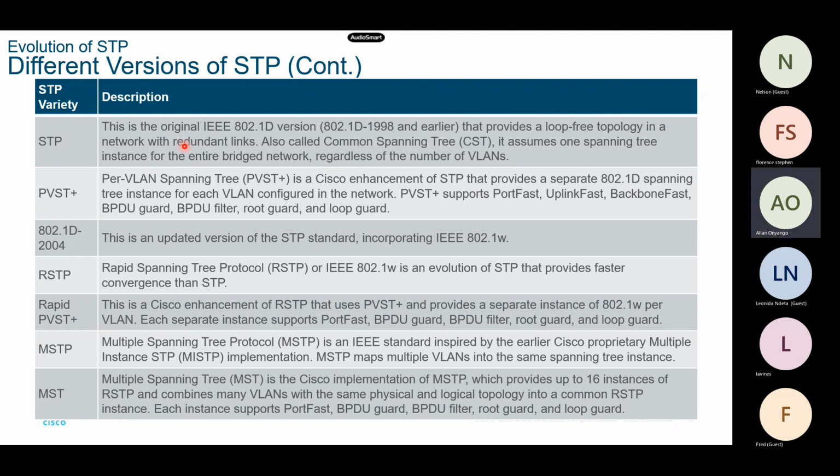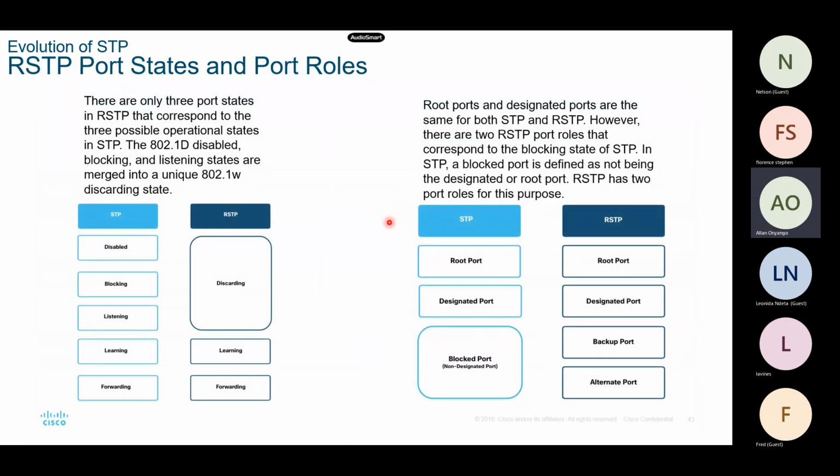All right. Then IEEE later on came up with what is called MSTP, the Multiple Spanning Tree Protocol, which is an IEEE standard that could map multiple VLANs within the same spanning tree. But Cisco also came up with their own MST, Multiple Spanning Tree, which is the enhancement over MSTP. This one provided up to 16 instances of RSTP and combined many VLANs with the same physical and logical topologies. So there have been all these enhancements and evolutions of spanning tree. And we just talked about the port roles and port states there. And you can see now a difference between the STP and the RSTP.